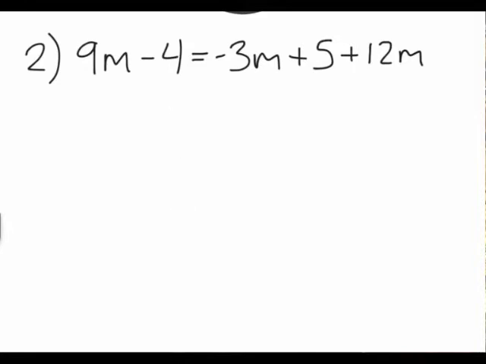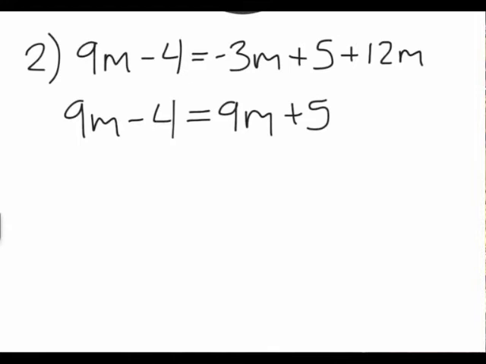Now the first thing we might do, on the right-hand side of the equation here, notice that we have a negative 3m and a positive 12m. So let's combine like terms on the right-hand side of the equation. Negative 3 plus 12 is 9. So 9 times the m, and then everything else about the equation is going to stay the same. Plus 5 on the right-hand side, 9m minus 4 on the left-hand side of the equation. Now again, let's try to get the unknown onto the left-hand side of the equation. We do that by subtracting 9m.